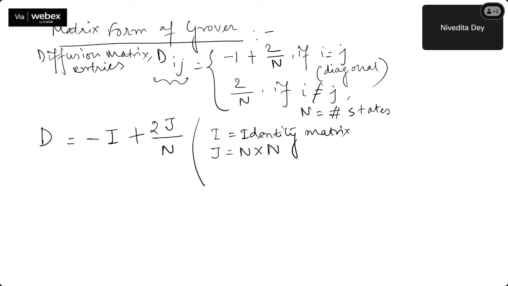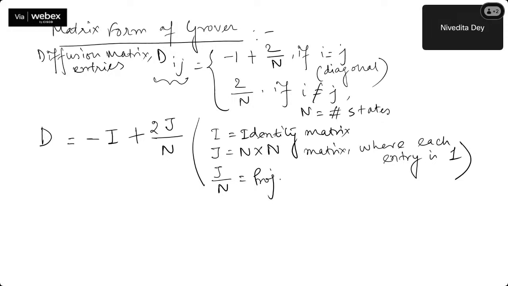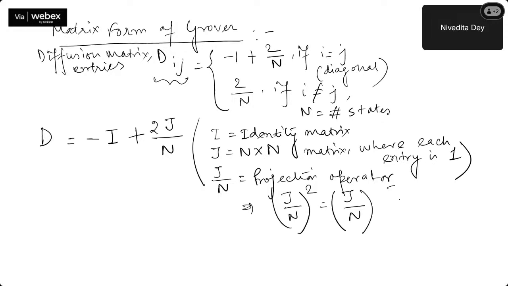J is an n cross n matrix, where each entry is 1. Each entry is 1. Okay. And this J by n is a projection operator. Meaning J by n squared is equal to J by n. The definition of a projection operator. So this is the matrix, and this is how entries will be filled up. Okay. This is how you can do that.